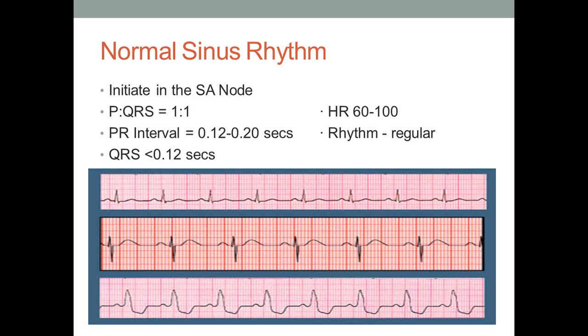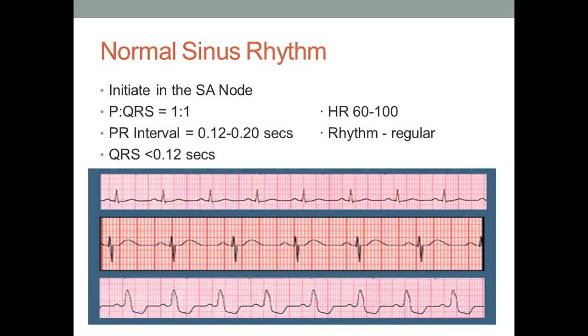So if we look at normal sinus rhythm, it initiates up in the SA node. When I talked about what a normal heart does, well, this is what a normal heart looks like. A normal heart is in normal sinus rhythm. So let's look at the P waves. This is how you start. Your step one, let's look at our P waves and determine our heart rate.